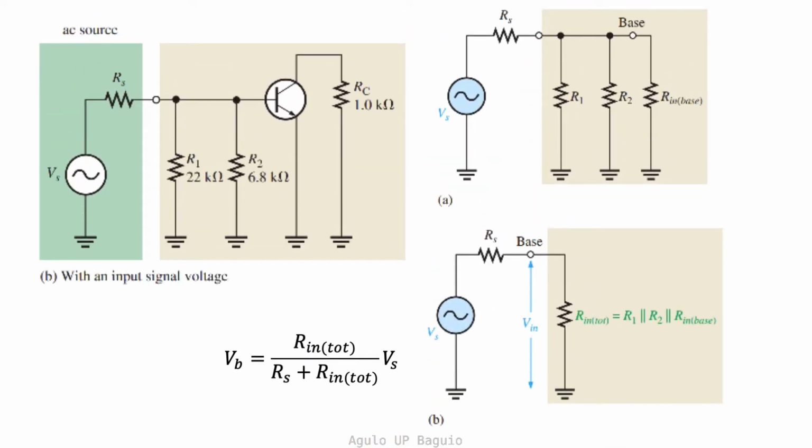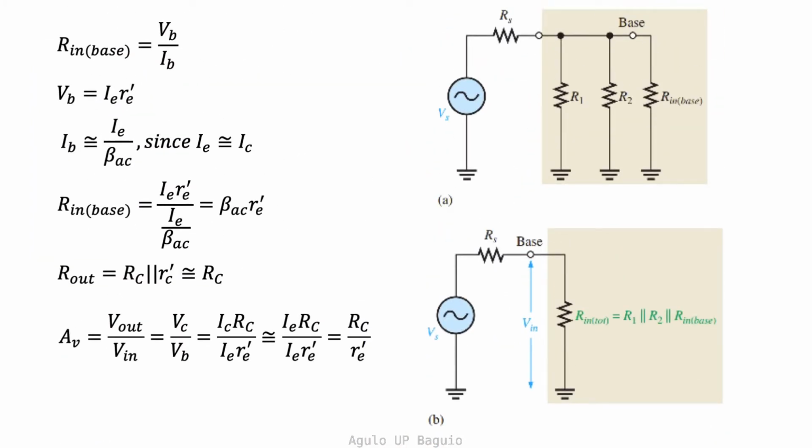To analyze the circuit, we represent the impedance of the transistor circuit as the input base resistance, R in base, shown in the upper right figure. The total input base resistance, R in total, is therefore just the equivalent parallel resistance of resistors R1, R2, and the input base resistance. The base voltage is then given by the voltage divider equation as shown. If there is no source resistance, then the base voltage is just equal to the source voltage.